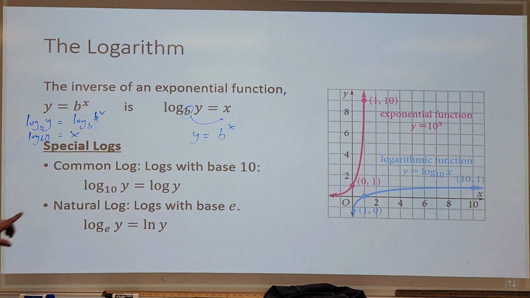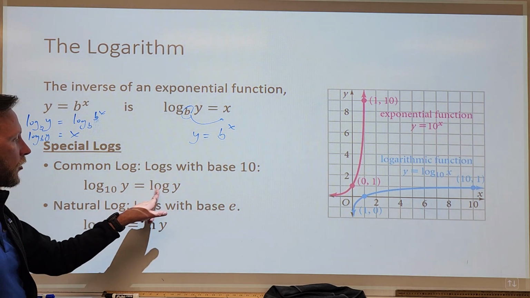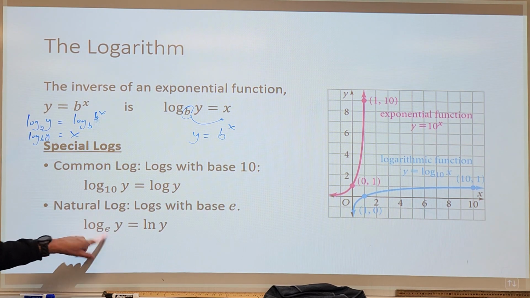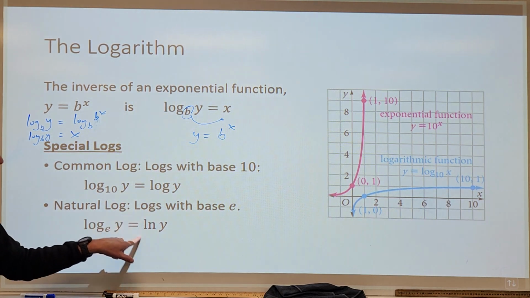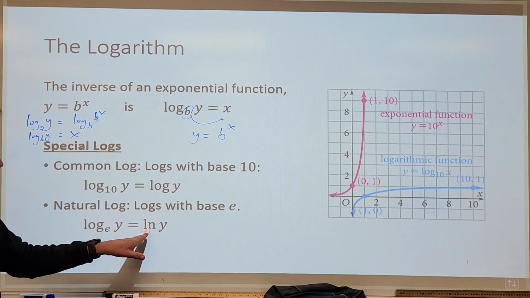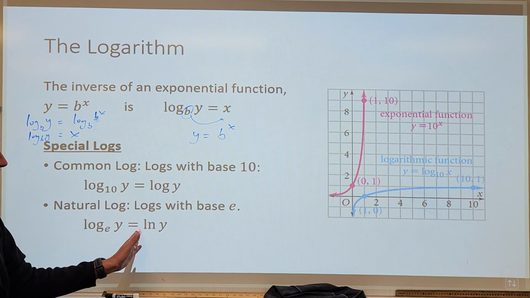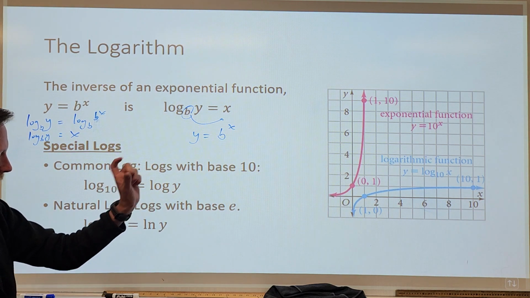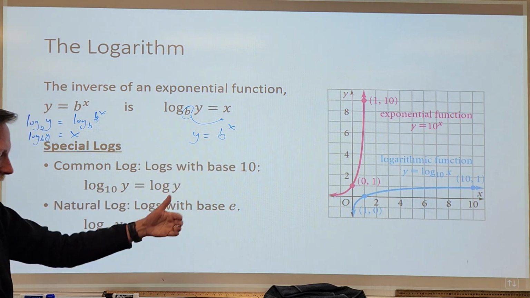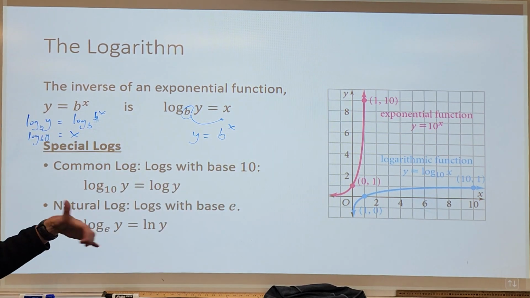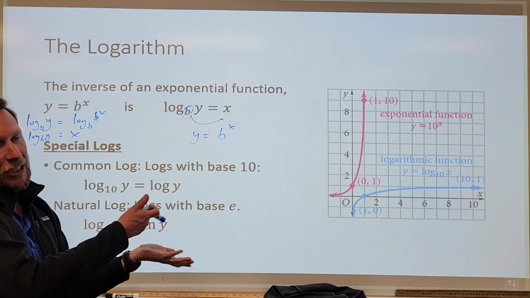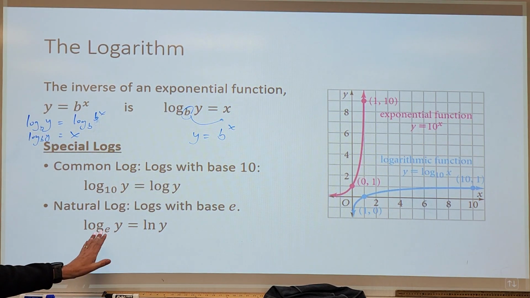So log base 10 of y, we write as just log y. Log base e of y, we're going to write as ln of y. This stands for the natural log. It seems like it's written backwards, but that's because every other language describes their logs in reverse. We say natural log, they say log natural, and so it's English's fault, not math's fault.